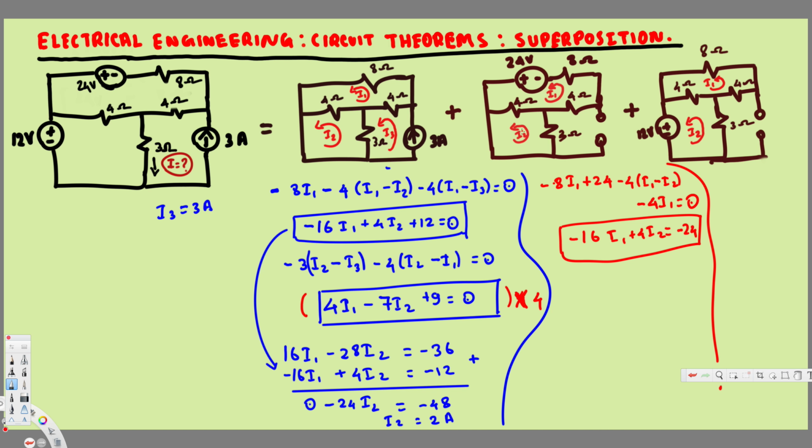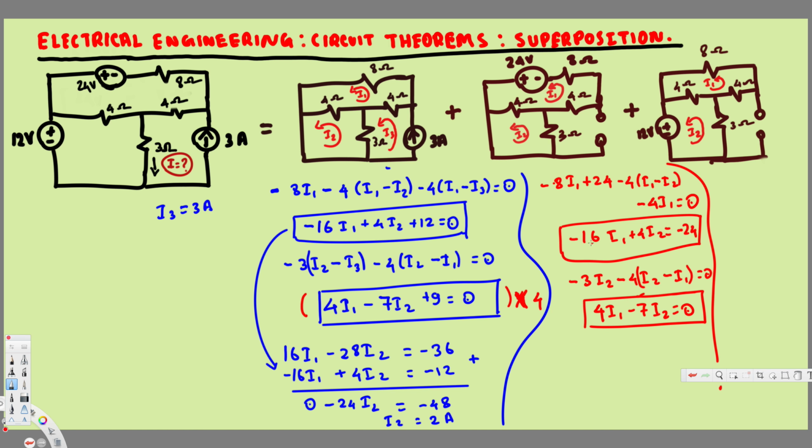Now let's look at this mesh right here. Starting from this 3, we are going to have minus 3 I2, and then we are going to have this 4, minus 4 I2, but I1 is going in the opposite direction of this one, so that's going to be minus I1. That's equal to 0. And if you simplify this one, that's going to give you 4 I1 minus 7 I2 equal to 0. This is our second equation.